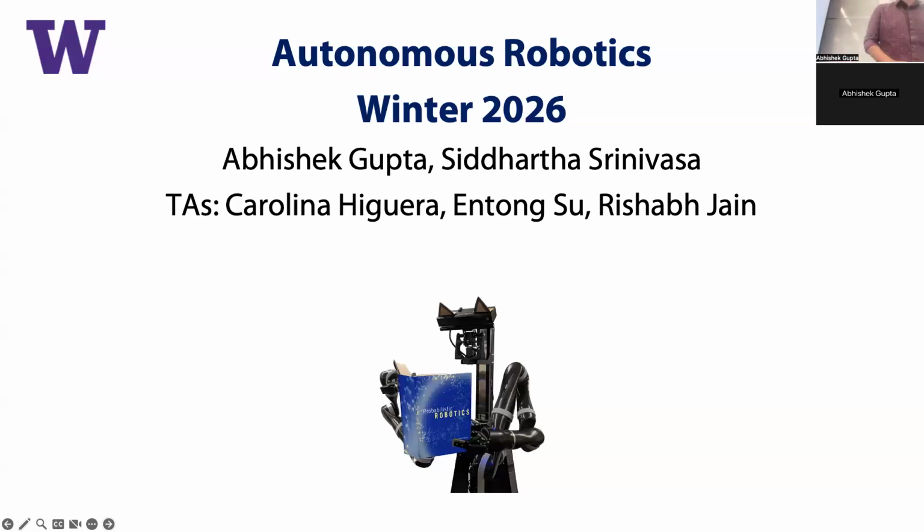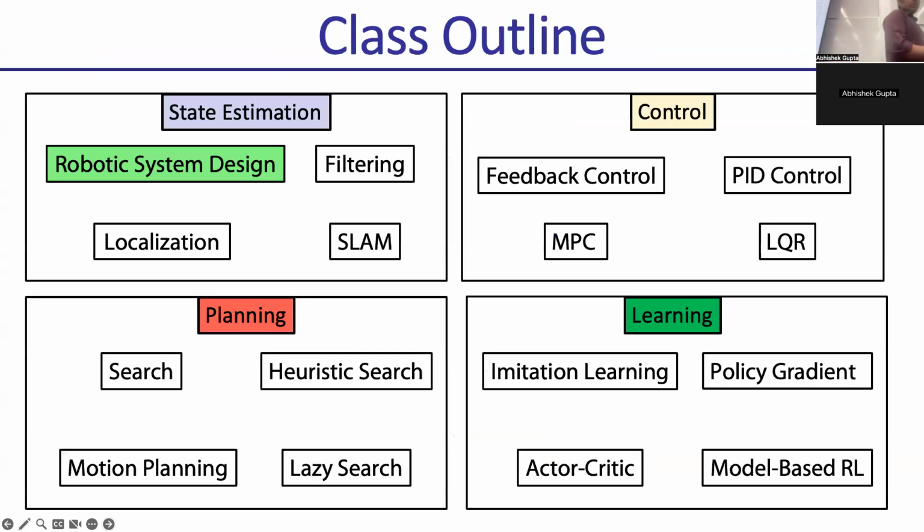Cool. Welcome to lecture 6. And today we're going to still be talking about state estimation, but specifically we're going to focus in on instantiating it for the Musher car, right?